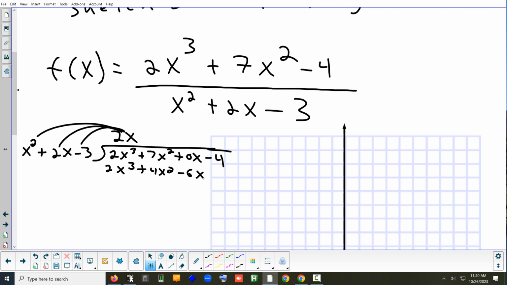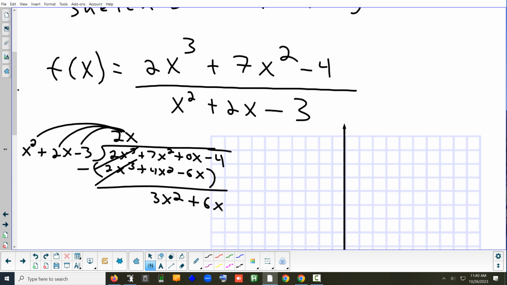And what do we do with the columns? We subtract them. 2x cubed minus 2x cubed is gone. What's 7x squared minus 4x squared? 11x squared. It's not a plus, it's a minus. 3x. Oh, yeah. So it's going to be a 3x squared. 0 minus minus 6 is plus 6x, plus 6. This stuff doesn't even matter because this is all remainder stuff. We're not interested in remainder, but if you want to do it, you can. And then, plus 3.